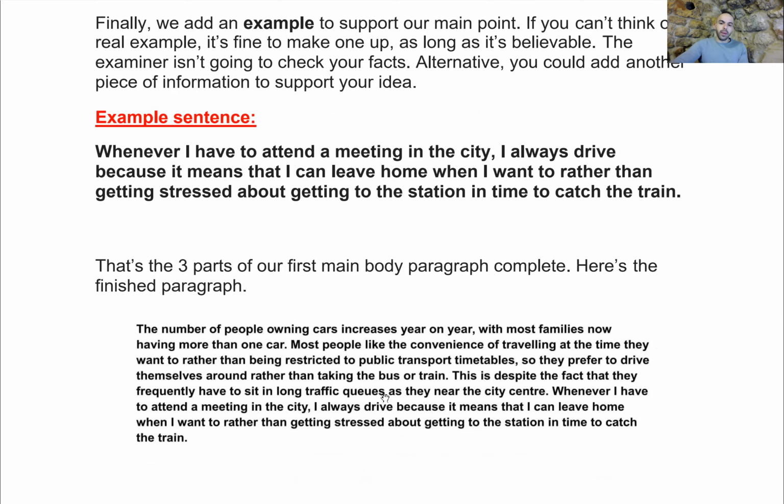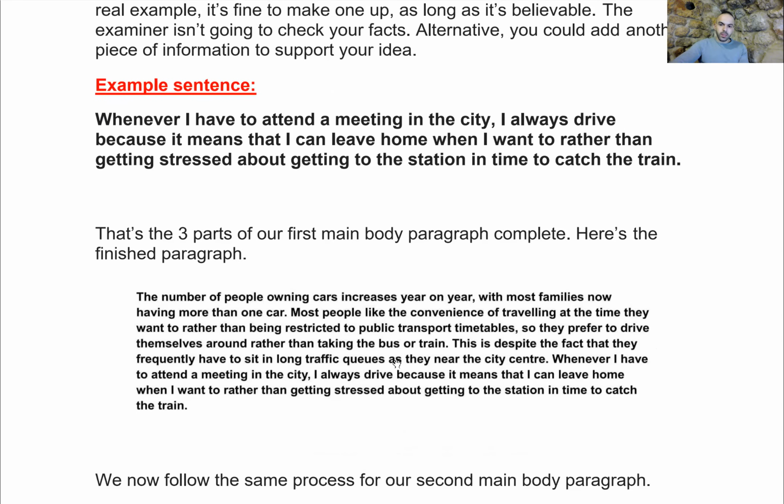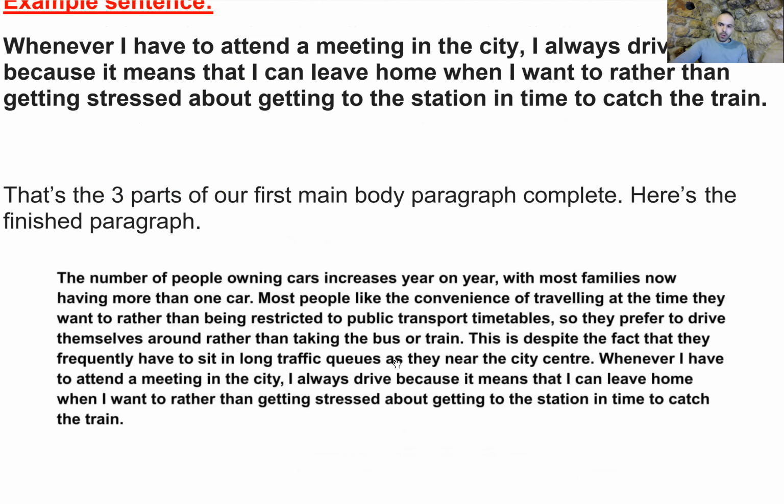Here is the finished paragraph. Okay, now let's see the finished paragraph together. Let me just zoom in. So let's read it now slowly. The number of people owning cars increases year on year, with most families now having more than one car. That's the topic sentence. Most people like the convenience of traveling at the time they want to, rather than being restricted to public transport timetables.